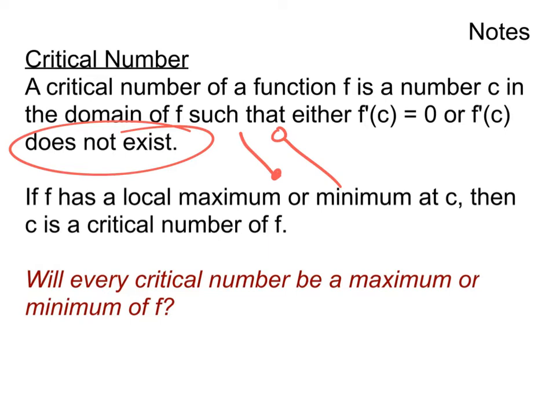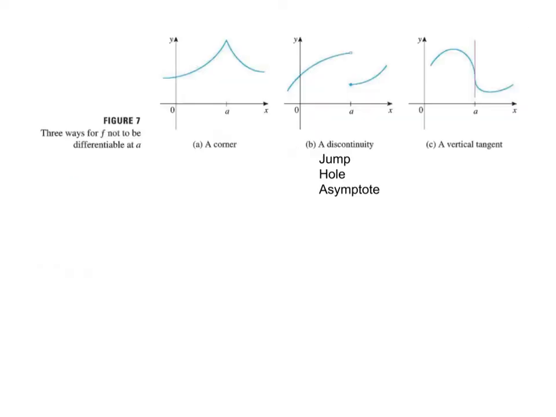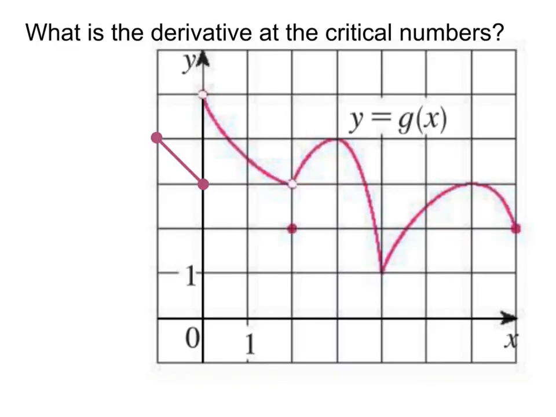And so that detail about the derivative not existing can cover a lot. Now, do you remember all the different ways that the derivative cannot exist? We talked about corners. Do you remember the others? We could also have different types of discontinuities like jumps, holes, or asymptotes. Or we could also have the rare vertical tangent as well. And so to practice the idea of critical numbers in particular, take a look at this graph, figure out what is the derivative at each of the critical numbers.